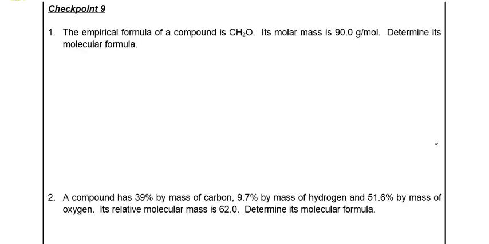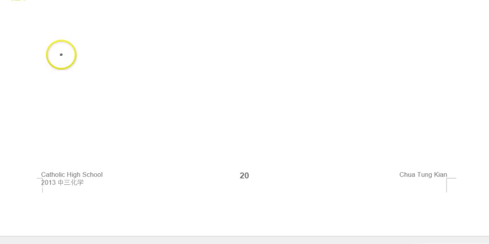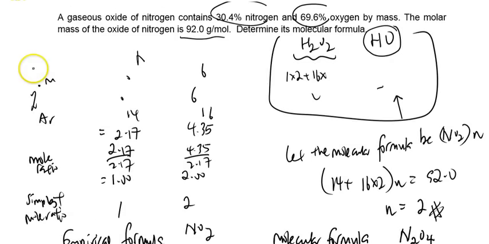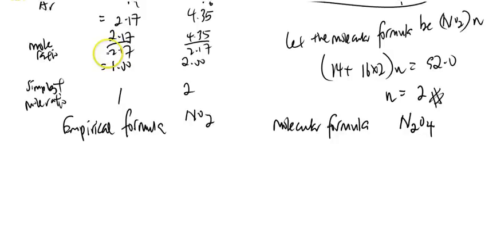For checkpoint 9, the first one, the molecular formula, if you counted correctly, you should get C3H6O3. The value of n is equals to 3. For question number 2, if you calculated it correctly, you should have n equals to 2, giving you C2H6O2. If you can't get any of these molecular formulas here, please go back to the worked example on top, rewind the video, and watch through how I determine the molecular formula from the empirical formula calculation.